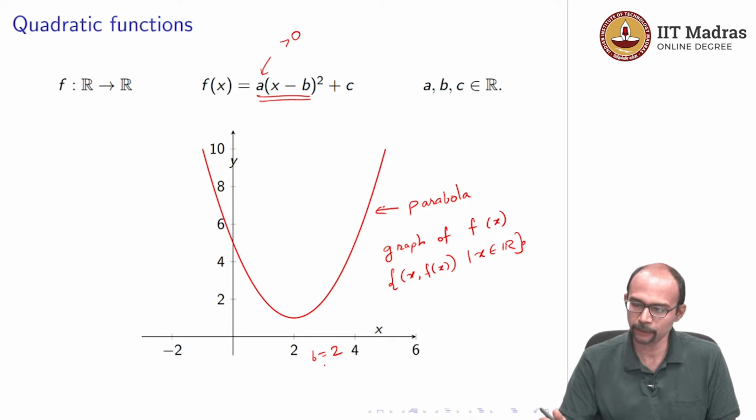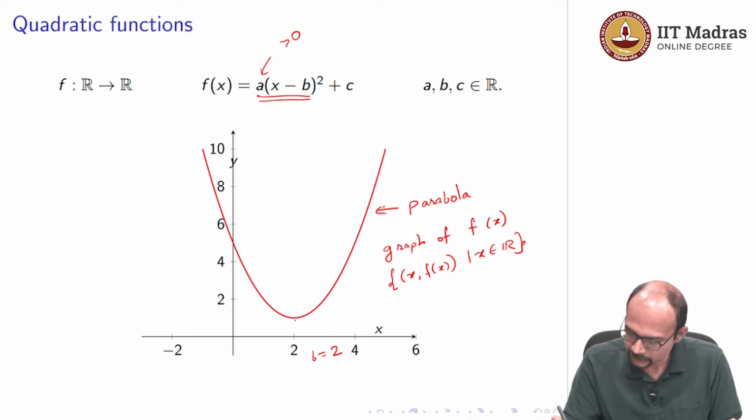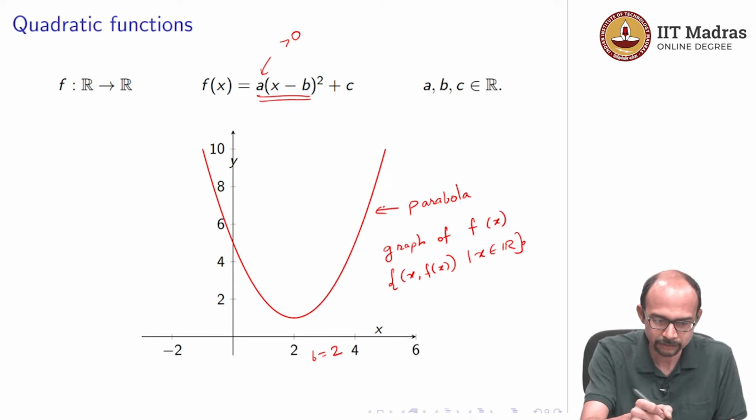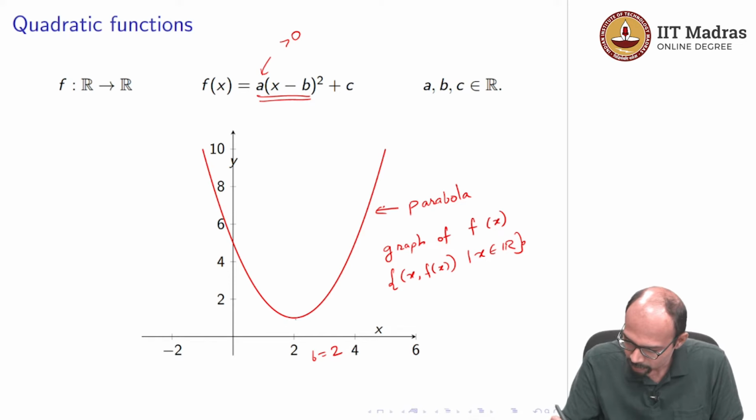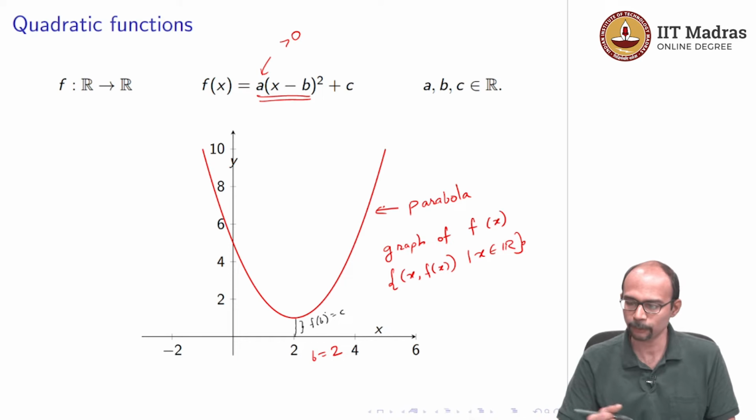x equal to b, then you get f of b is equal to a times b minus b squared plus c. So, b minus b squared is 0. So, that gives you f of b is equal to c. So, in other words, this distance here, maybe I will draw this in some other color. This distance here is exactly f of b, which is c. So, in this case it is f of 2.